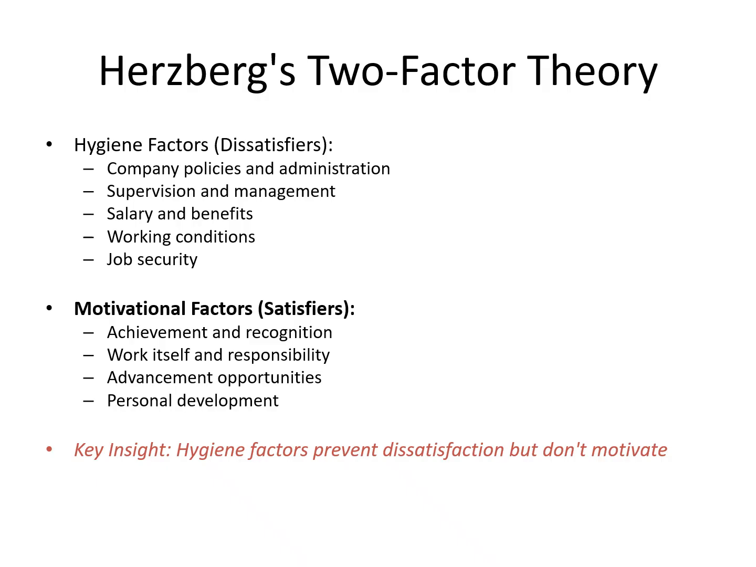Then we have the motivational factors, or you can say satisfiers. Above were dissatisfiers. Achievement and recognition. As you all know, work itself and responsibility. How will you work and what are the responsibilities associated with that work? You have to work properly and on time so that your responsibility is discharged.